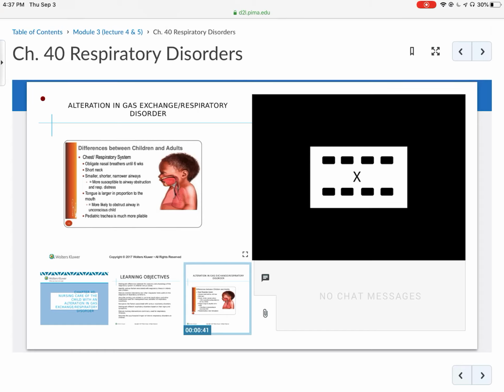So alterations in gas exchange, which are respiratory disorders, are really the most common pediatric illness that we see when kids come into the hospital, into clinics, and are admitted to the hospital. The research shows that children who are in families with lower socioeconomic status will have a higher risk of the severity or the number of respiratory illnesses.